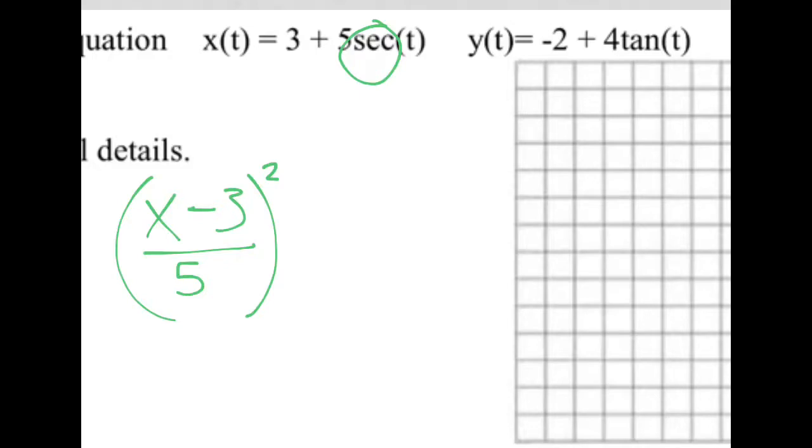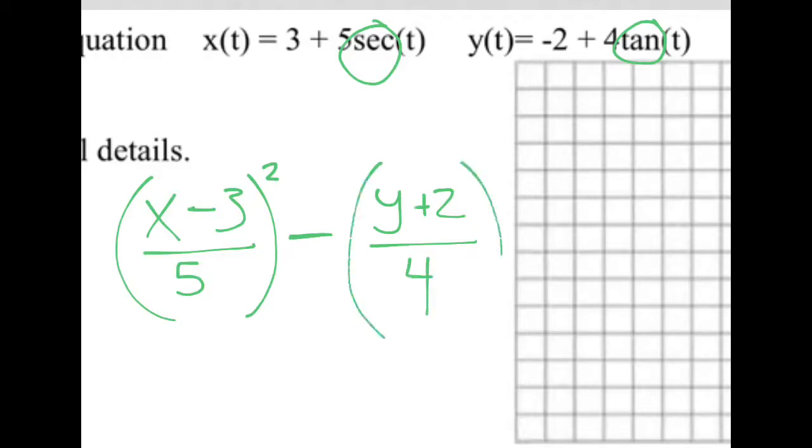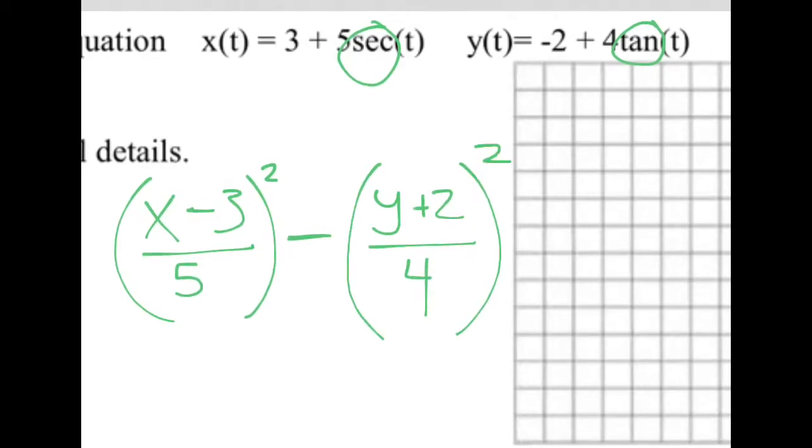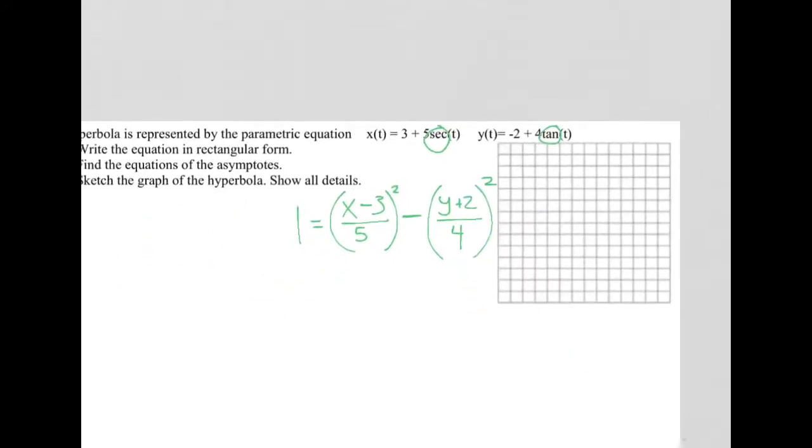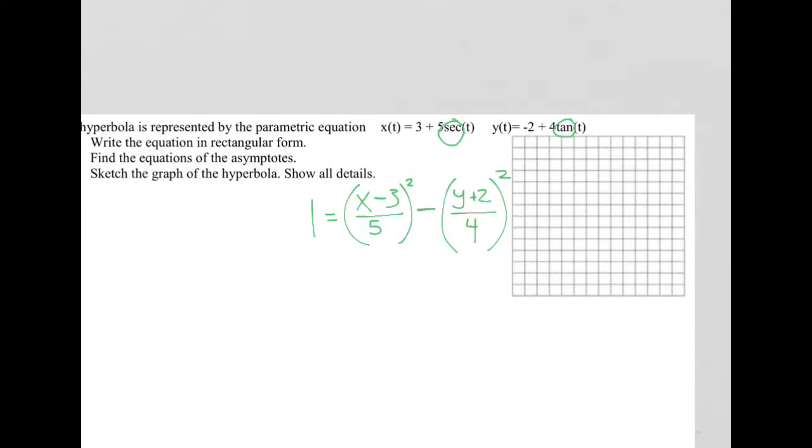Let's go on to the next equation now. Notice that tangent is with this one, which means it is the negative expression. So our y term is going to be y plus 2, the opposite of that constant term there, negative 2, over that b value right there. Oh, I wrote b. I meant to write 4 over 4. And again, I'm going to square this whole little bubble right there. And what is this equal to? This is equal to 1. So there is our equation in rectangular form, nice and factored.